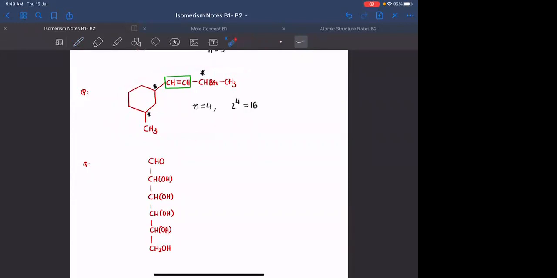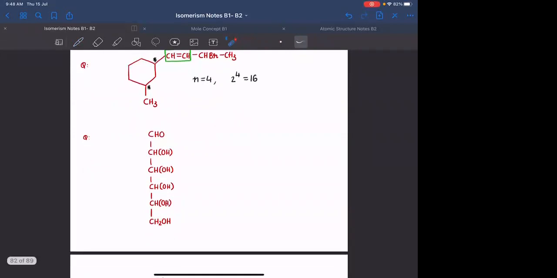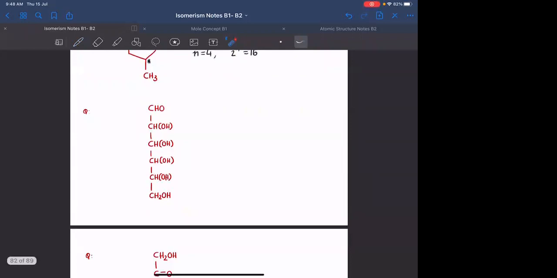Okay. ठीक है. इसके लिए next compound. If you observe, this is the formula of glucose, C6H12O6. 1, 2, 3, 4, 5, 6. You have 6 carbon, you have 6 oxygens and 12 hydrogens. C6H12O6. Number of chiral carbons.